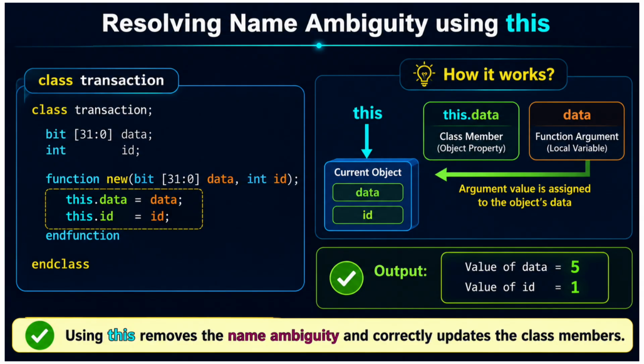Now how do we fix it? Using this keyword. Now I change the constructor to this dot data equals data, this dot ID equals ID. Here, this dot data means the class member and only data means the argument. Now we are clearly telling the compiler to assign the argument data to the object data. Now the output becomes value of data equals 5, value of ID equals 1.